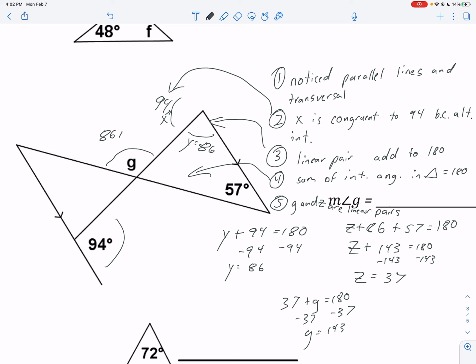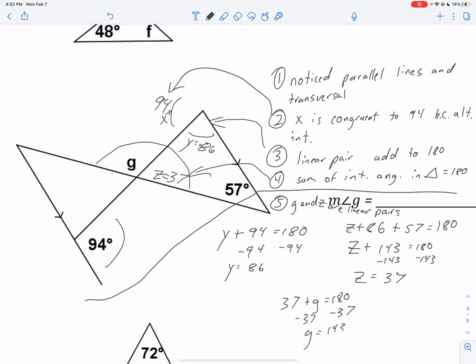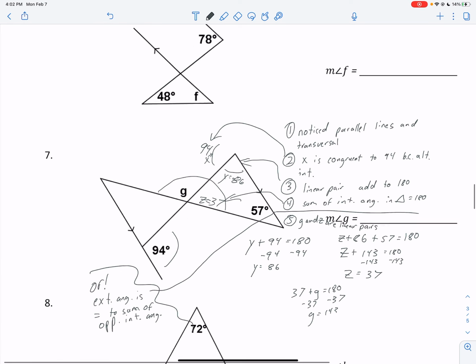We kind of go back a little bit. Kind of make a thought bubble. Or exterior angles. Exterior angle is equal to sum of opposite interior angles.